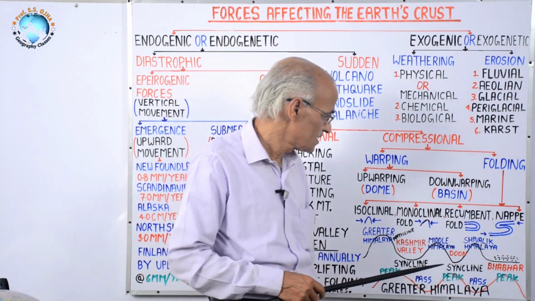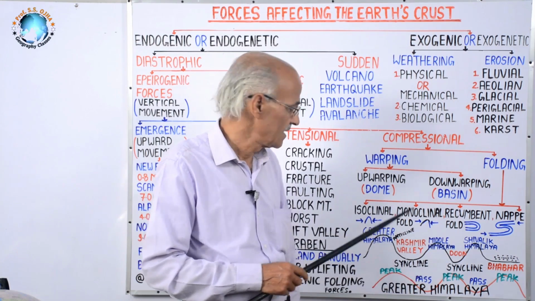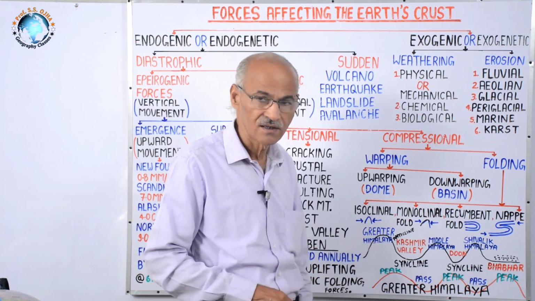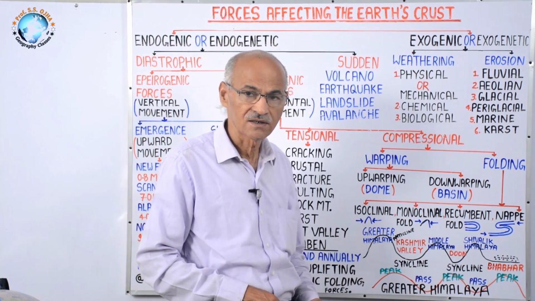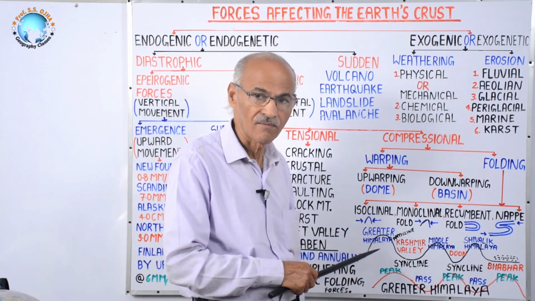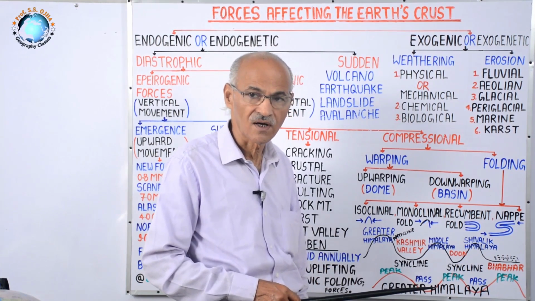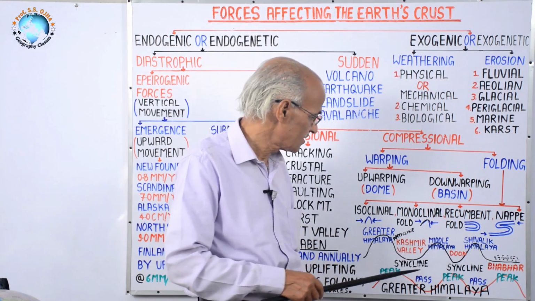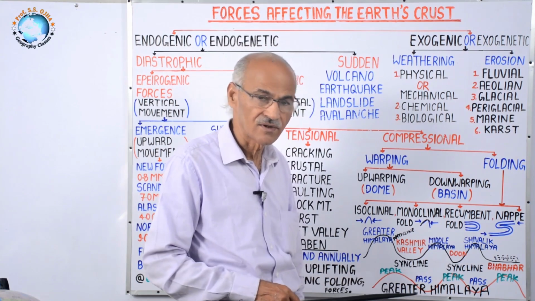Now, one term is anticlinorium and synclinorium. If in one anticline there are a number of series of anticlines and synclines, that is called an anticlinorium. But if in a syncline there are a number of small anticlines and synclines, that is called a synclinorium. Now take the example of an anticlinorium.